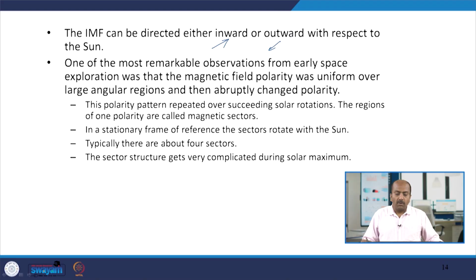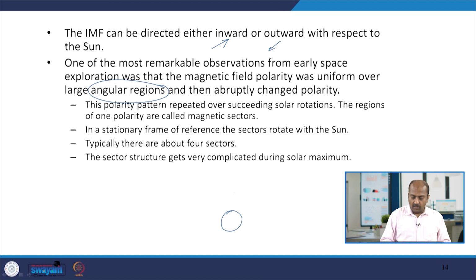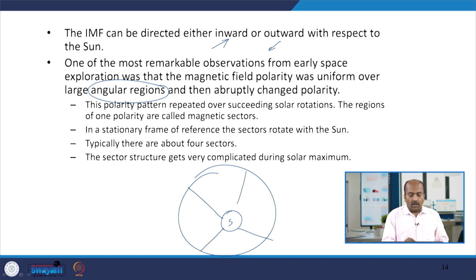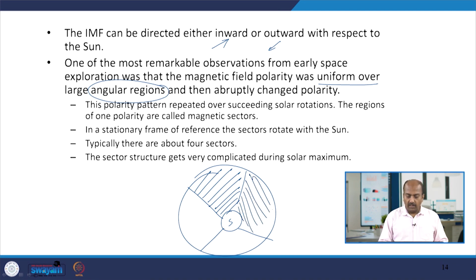So, one of the most remarkable observations from the early space exploration was that the magnetic field polarity was uniform over large angular regions. Let us say this is the sun from the top. It was assumed that the polarity was uniform over large angular regions. So, let us say throughout this region the polarity is one, it can be towards or away, and in this other angular region the polarity is completely different.